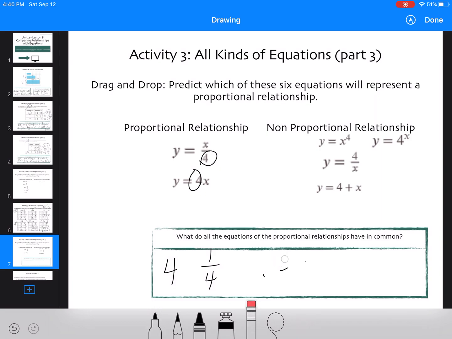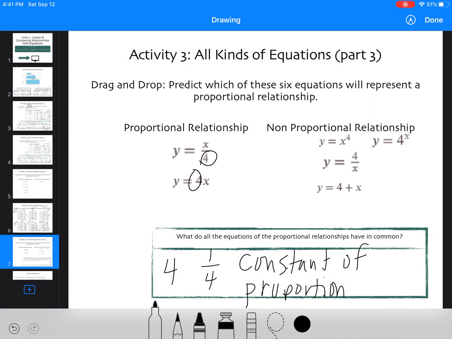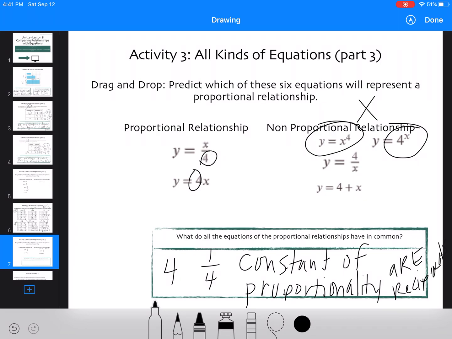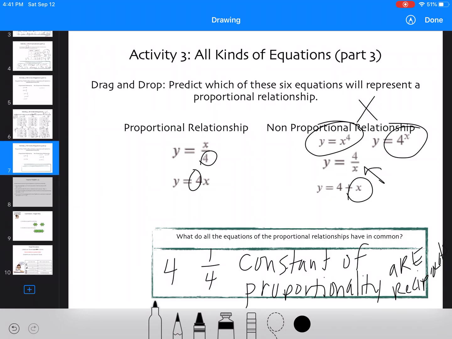So, let me clean that up. So the constant of proportionality are reciprocals. So when you looked at these, they were exponents. Exponents don't work at all. When it's not the reciprocal, it doesn't work. And when you're adding, it doesn't work.